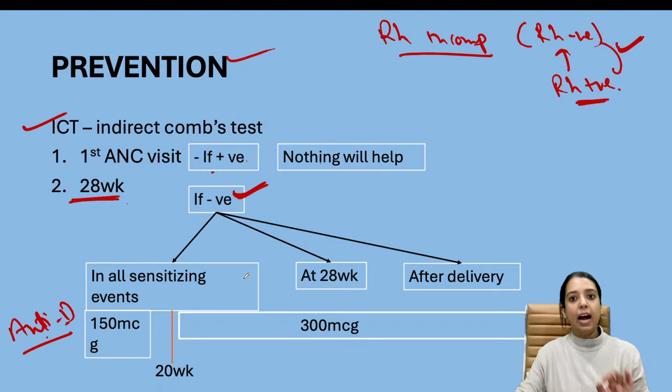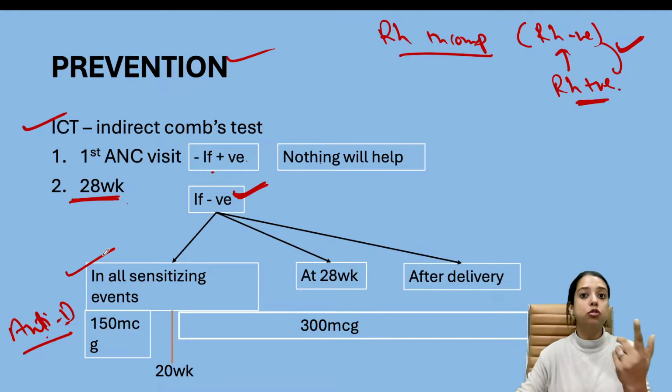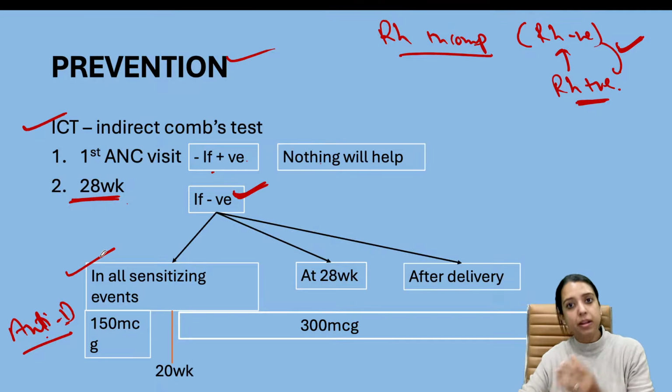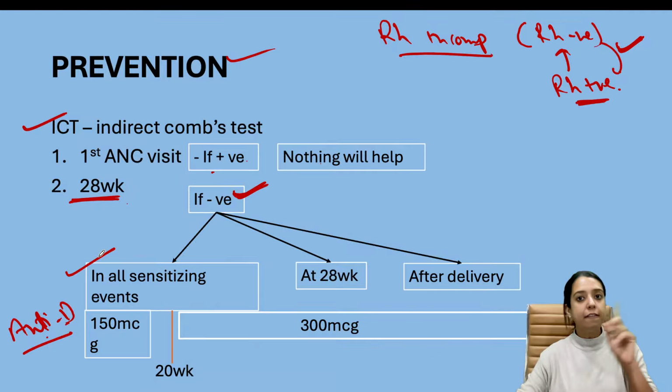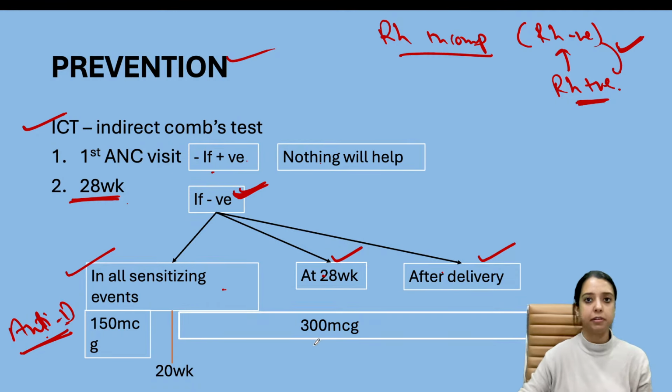Other than that, I will also give anti-D if there is any sensitizing event. Sensitizing event means anything that can lead to feto-maternal hemorrhage. Like chordocentesis, amniocentesis, external cephalic version, trauma to the abdomen, placenta previa bleeding, abruption. All that is a sensitizing event. So every sensitizing event I have to cover with anti-D so that antibodies don't form. Other than that, I will give it at 28 weeks. And last, I will also give it at delivery. So at these 3 times, anti-D is given.